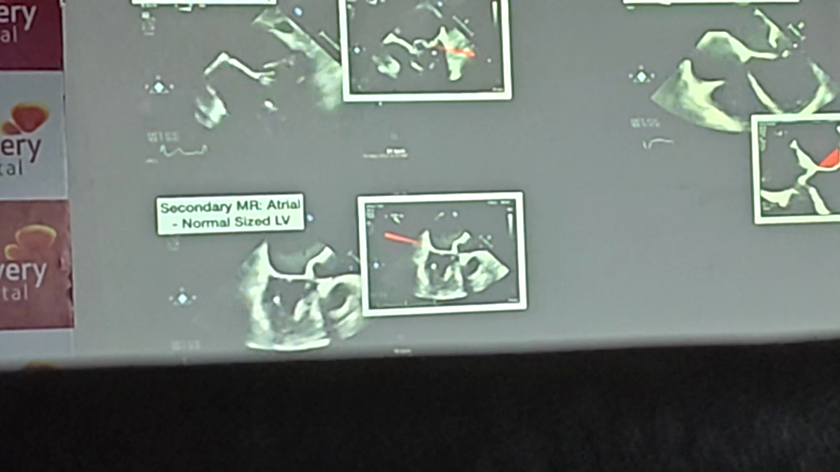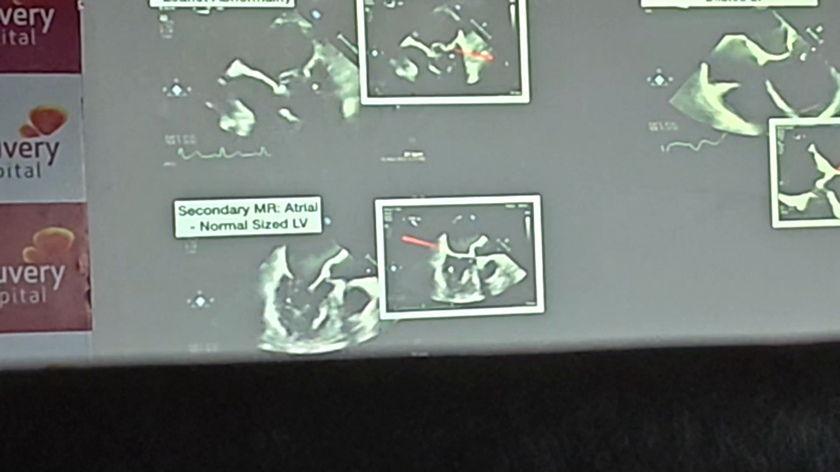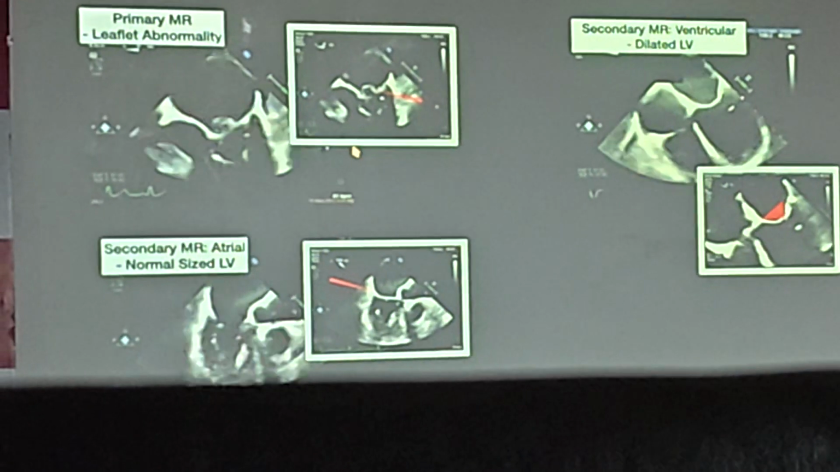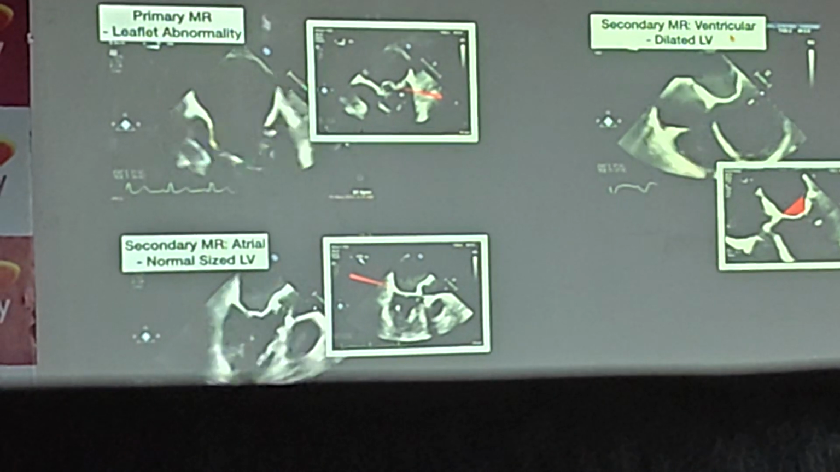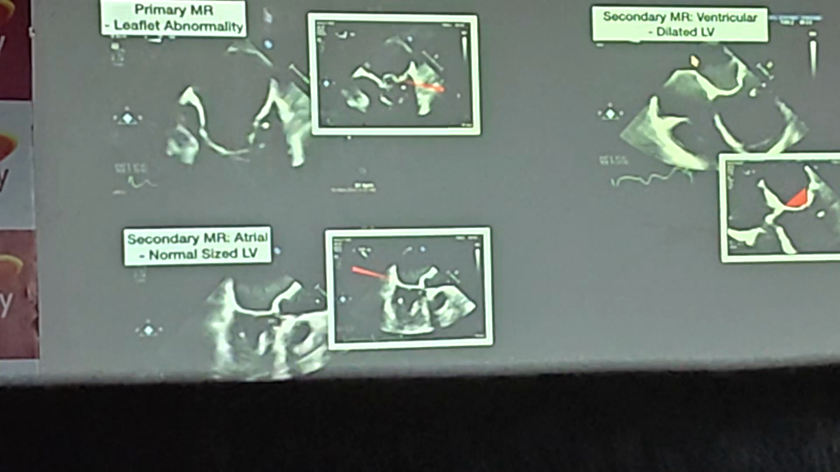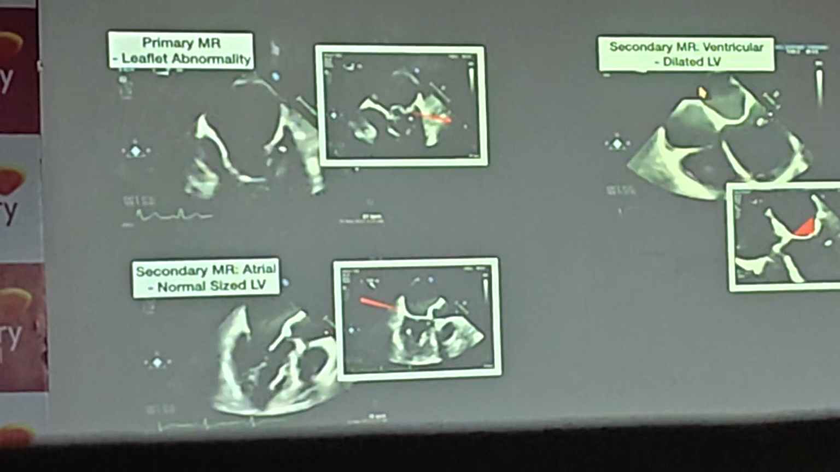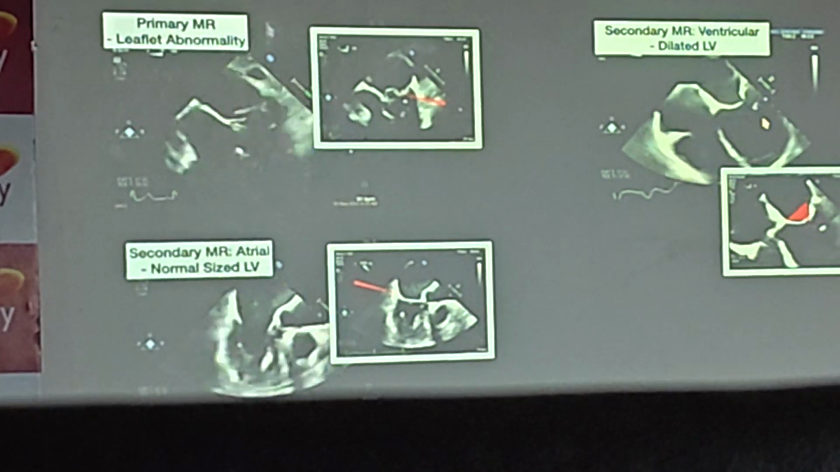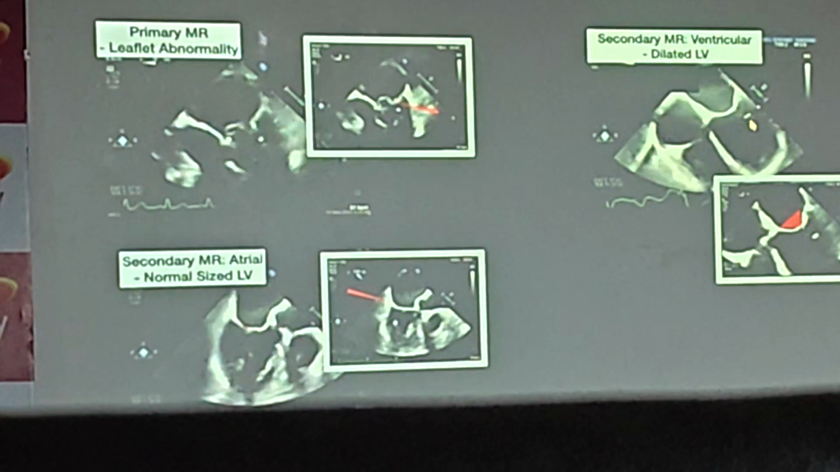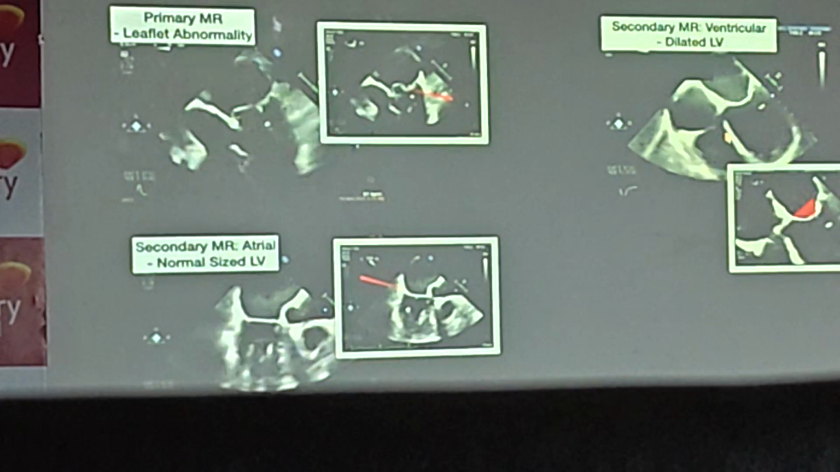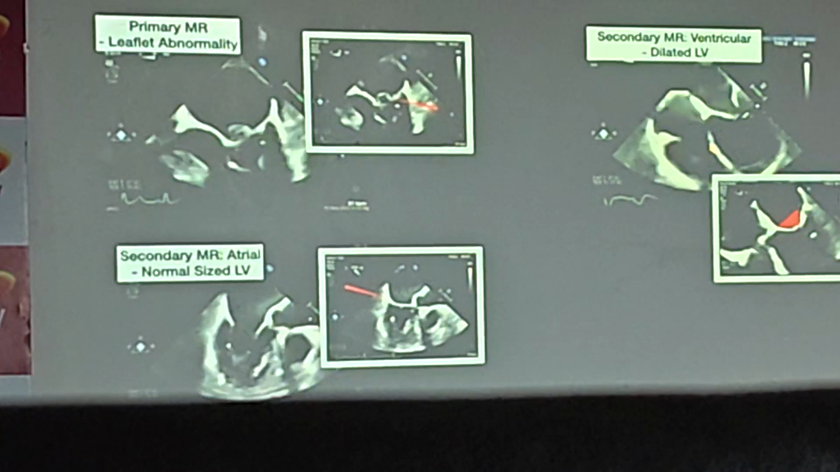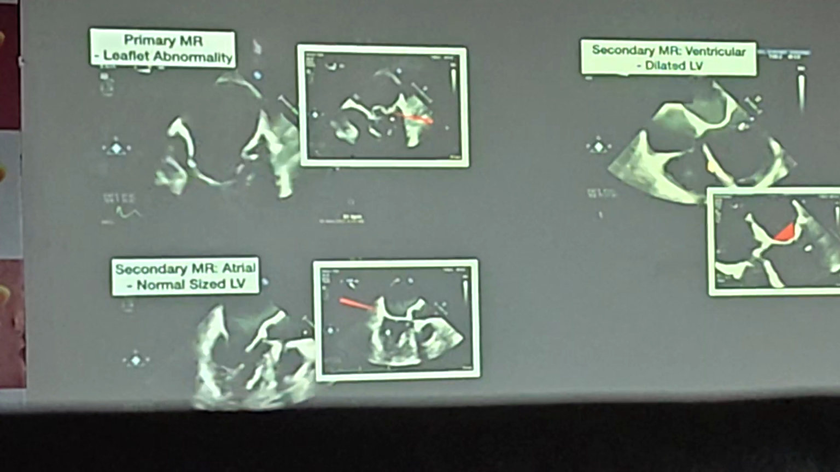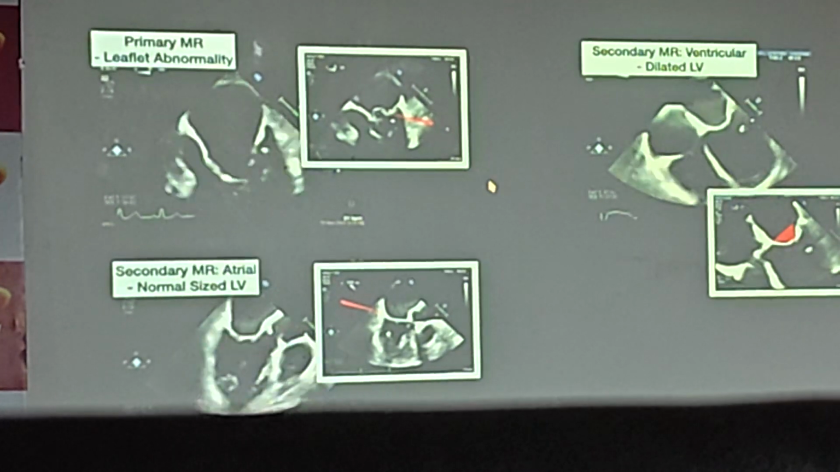Now, when it comes to primary MR, you have leaflet abnormality, so you have the flail and the prolapses. But when it comes to secondary, you have two types. You have the ventricular type and you have the atrial type. In ventricular MR, the LV is the culprit. The LV dilates, and this pulls down the leaflets, and the annulus dilates, and then a lot of remodeling and geometrical changes happen in an adverse way, and that is something which you have to factor in, especially when you are looking to put a clip here. So this is the mechanism for a ventricular MR.